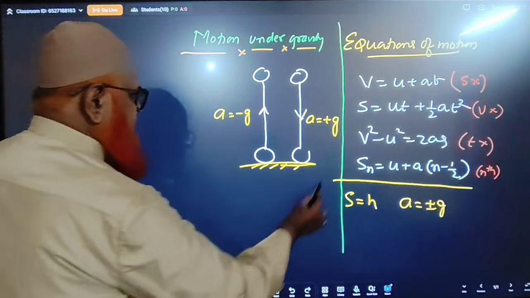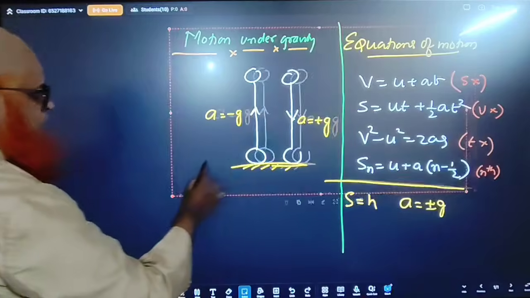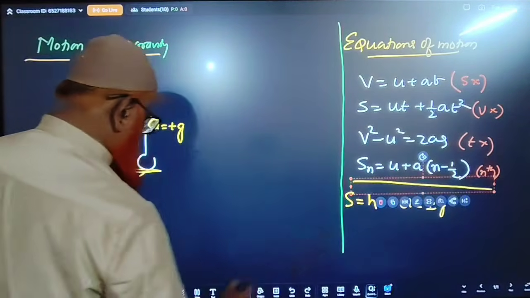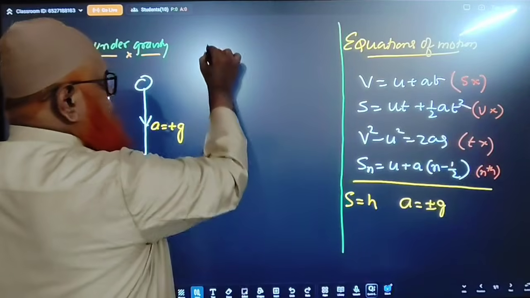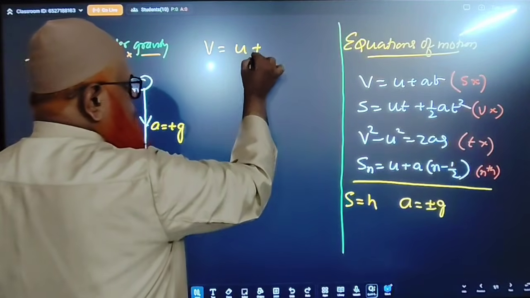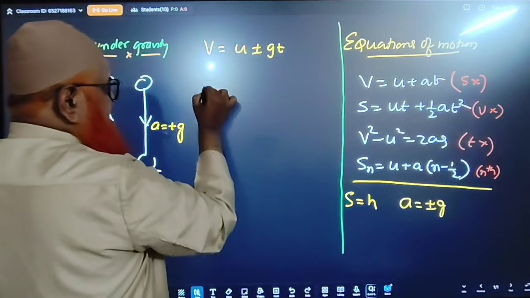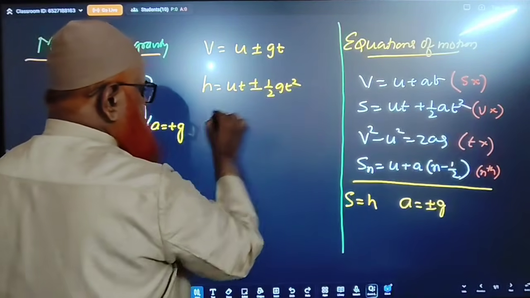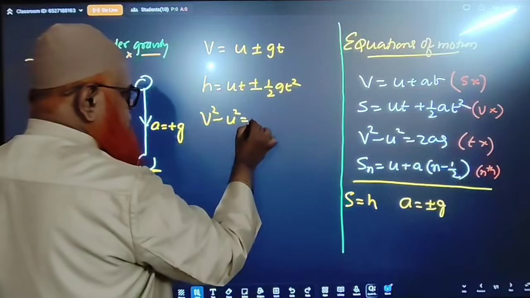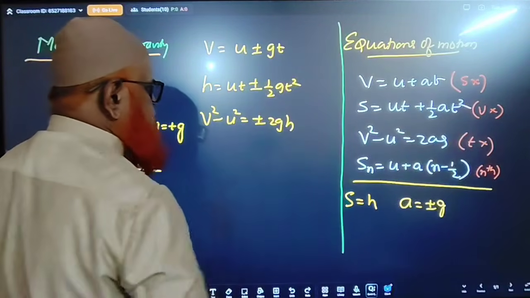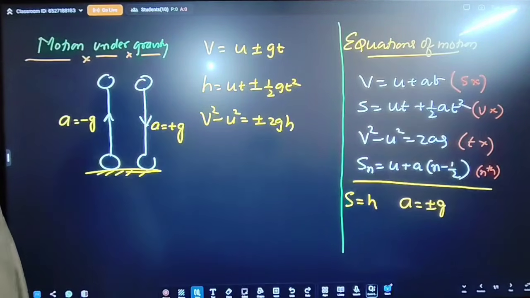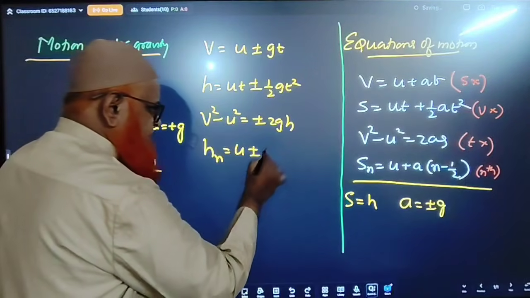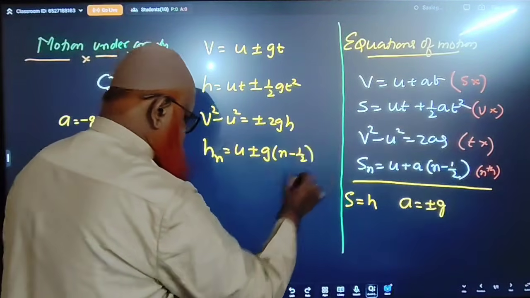Then what happens to the equations here? What are these equations going to become now? It is going to become V is equal to U plus or minus GT, and H is equal to UT plus or minus half GT square. V square minus U square is equal to plus or minus 2GH. Understood what I am saying now? And this is taken as Hn is equal to U plus or minus G into N minus half.